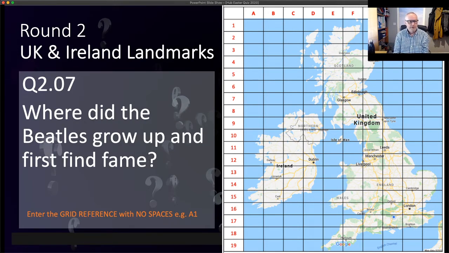Question number 7. Where did the Beatles grow up and first find fame? Now you might find this answer looks like it could be in 2 squares, but don't worry, both of those squares will give you a correct answer. So all marks will be marked by the online form, so you do need to spell your entries correctly to get a correct mark.